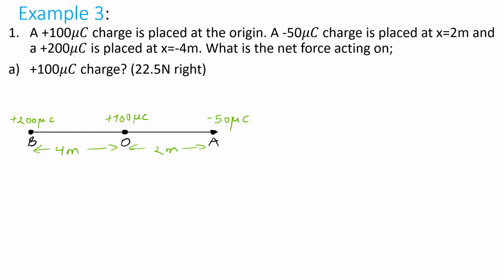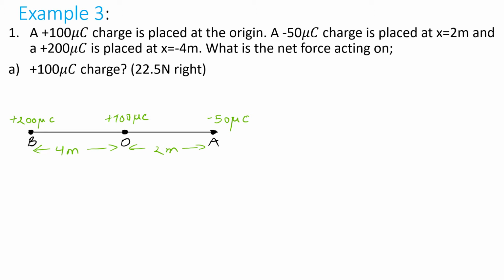We continue with our numerical examples, and this example 3 says a 100 microcoulomb charge is placed at the origin, a negative 50 microcoulomb charge is placed at x equals 2 meters, and a positive 200 microcoulomb charge is placed at x equals negative 4 meters. What is the net force acting on?